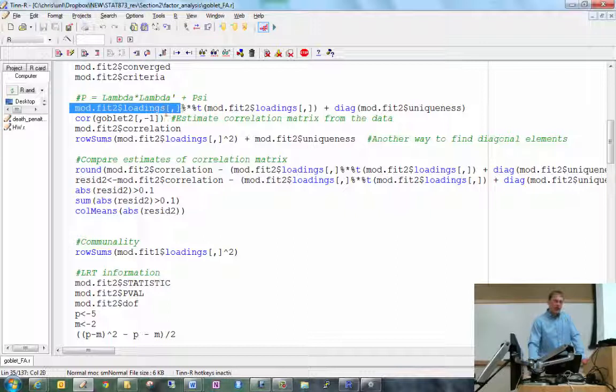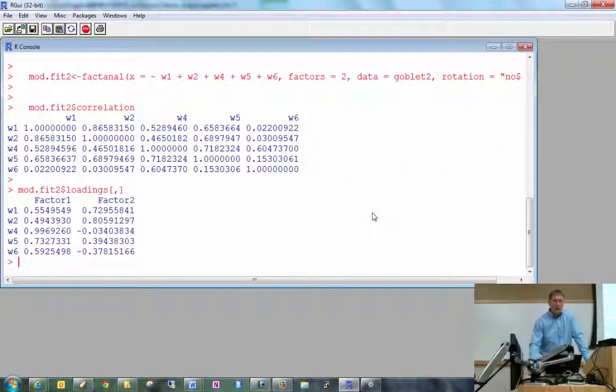Remember, we've seen this kind of syntax before. For example, if I were to have a 1 as the second index, that will return just the first column of a matrix or data frame. So it's logical to think that if I put nothing in there, no numbers, I would return the whole matrix. And indeed, that's what happens. So there's my lambda hat matrix.